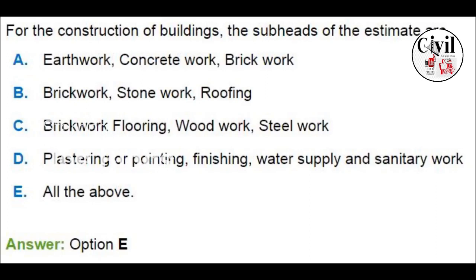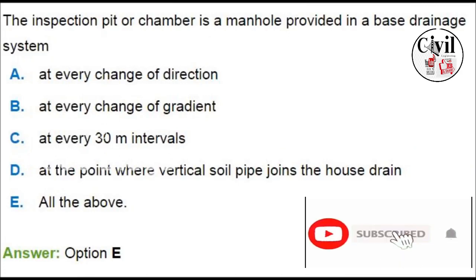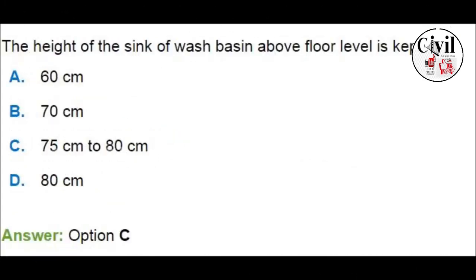Okay. Let's move to the next question, which is the inspection pit or chamber in manhole provided in the drainage system is at every change of direction, at every change of gradient, at every 30 meters interval, at the point where the vertical stack or the soil pipe joins the drain, all of the above. So E is the correct answer because we provide inspection chambers at all of these stages.